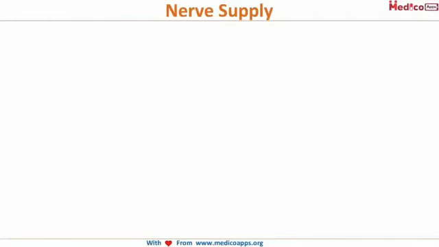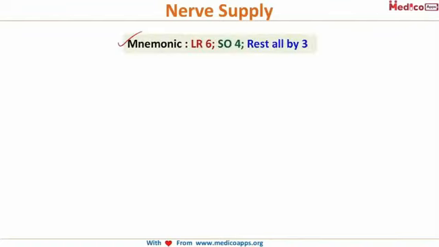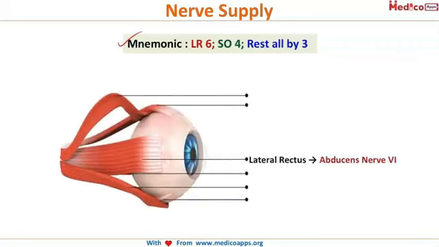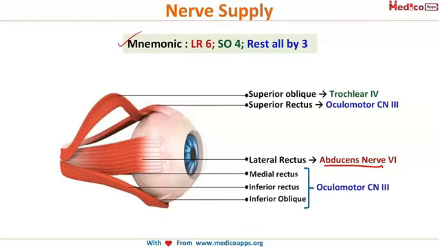Now let's look at the nerve supply. We are all familiar with this mnemonic: LR6 SO4 rest all by 3. That is, the lateral rectus is supplied by the 6th cranial nerve, abducens, superior oblique by the trochlear or the 4th nerve, and all other remaining muscles supplied by the oculomotor or the 3rd cranial nerve. So, lateral rectus by the 6th, superior oblique by the 4th, and the others by the 3rd.